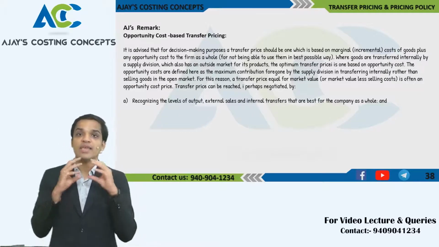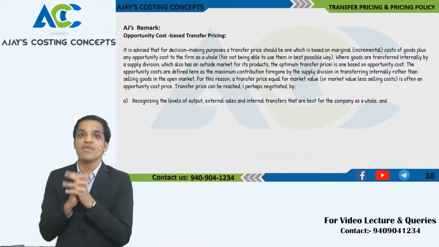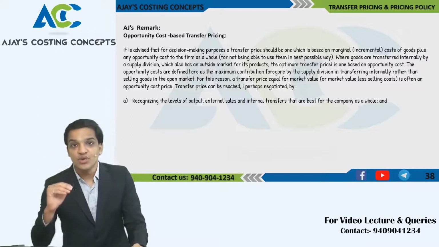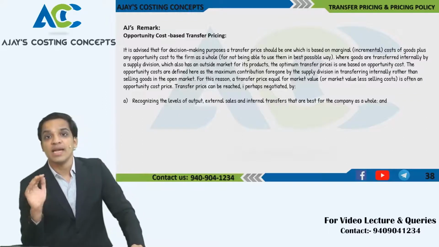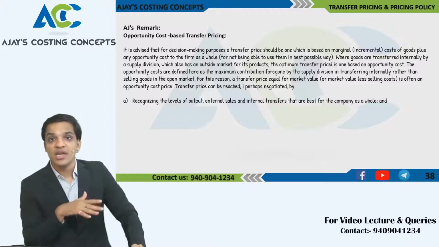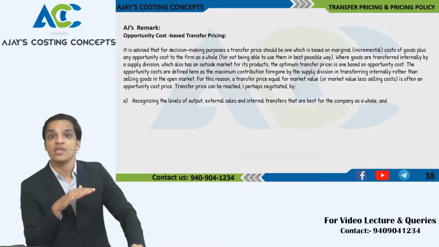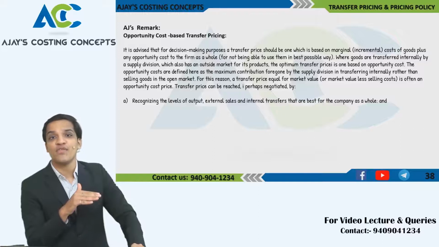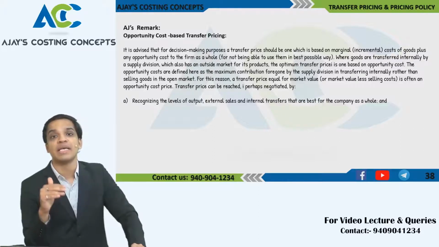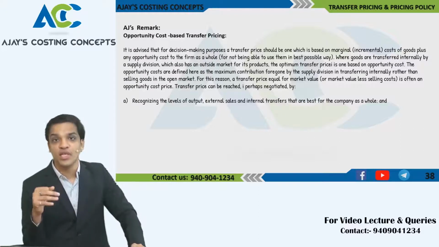Now again I'll give it with the same example we discussed in detail. Your capacity is 10,000 units, your market demand is 7,000, and your internal demand is 5,000. I cannot fulfill the internal demand of 5,000 because my spare capacity, my idle capacity, is only 3,000 units.